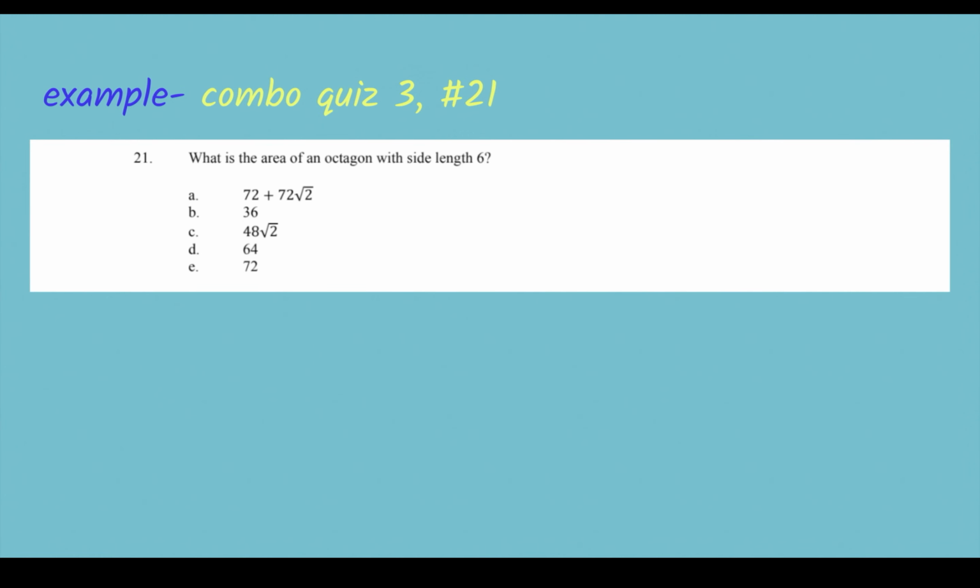And so here is an example I took straight from the combo quiz. It is number 21, and it states, what is the area of an octagon with side length of 6? So make sure to use the formula I just gave you, and you should be good to go. Make sure to pause this video so you have enough time to solve, but I will be going over the steps on how to solve afterwards, so make sure to press play in 3, 2, 1.